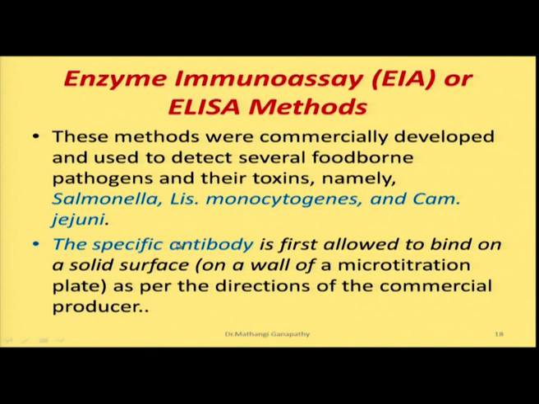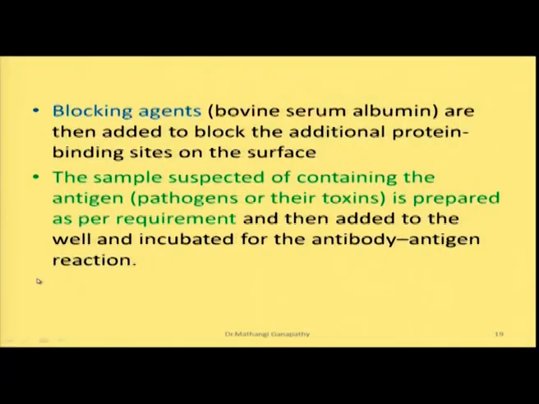The specific antibody is first allowed to bind on a solid surface. This solid surface can be the wall of the microtitration plate. For example, if I am detecting the presence of Salmonella, I will use an antibody against Salmonella. This antibody is bound to the surface of the microtitration plate. Then you add blocking agents, for example bovine serum albumin, to block the additional protein binding sites on the surface. When the antibody is already added, it will have many protein binding sites, so you block those extra protein binding sites.